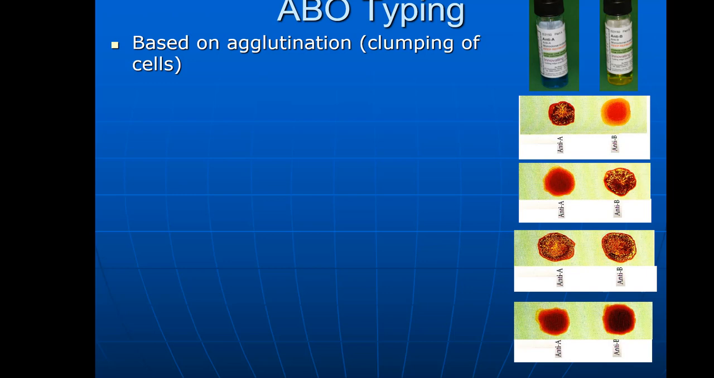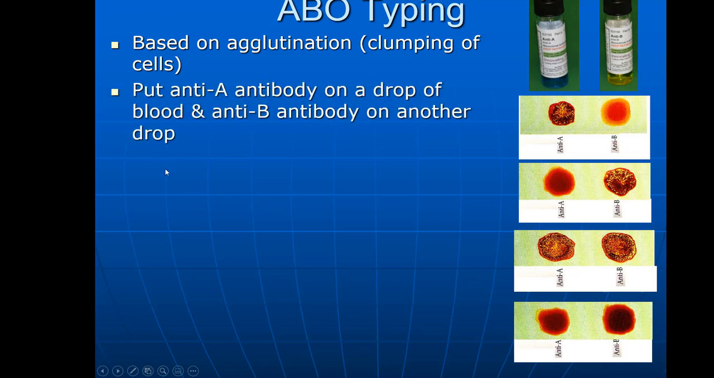So to tell whether it's A, B, O, or AB, we get a vial of antibodies. We have a vial of antibody A, a vial of antibody B. We take 2 drops of blood for starters. We put 2 drops of blood on a piece of cardboard or a piece of paper, and we put antibody A on one drop. We put antibody B on the other drop, and we just sit back and watch what happens. So in this case, only the drop of blood with antibody A on it clumped and agglutinated.